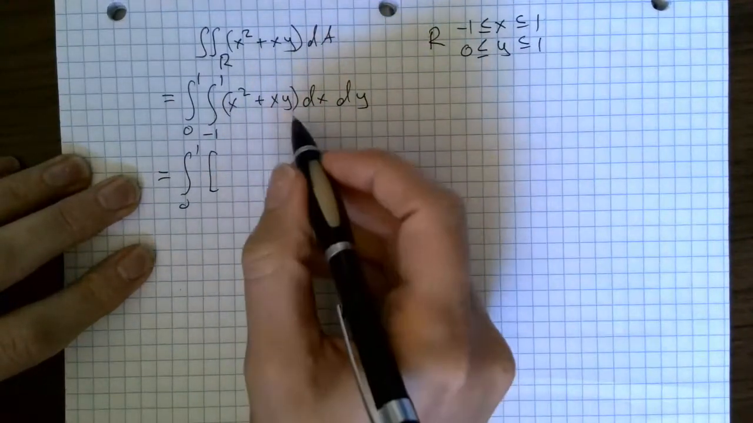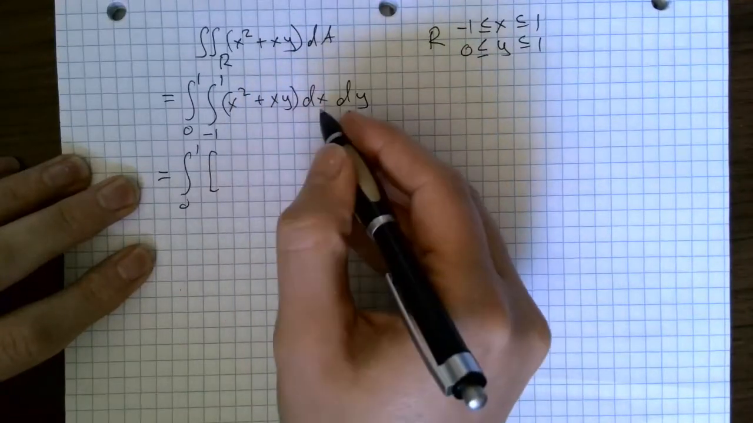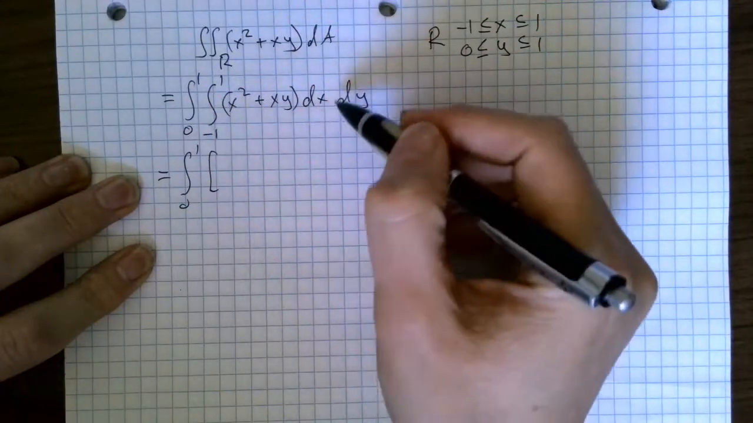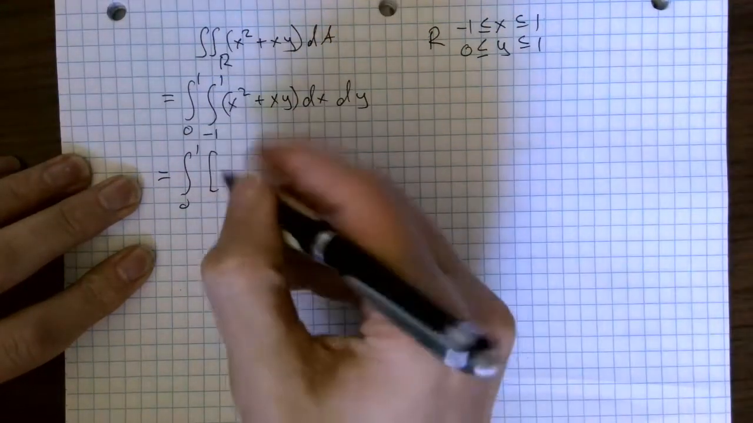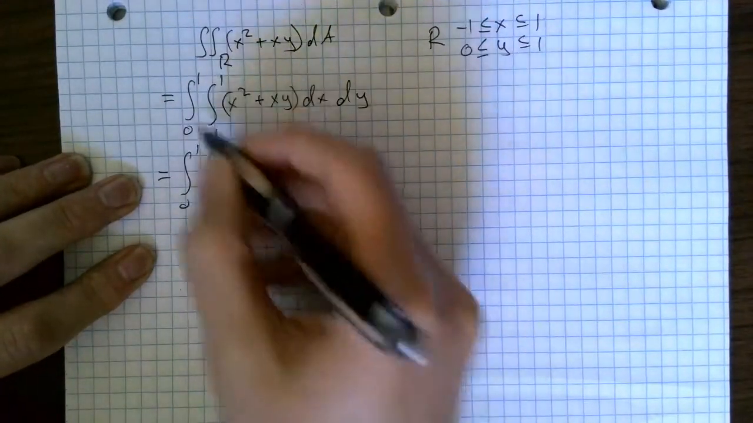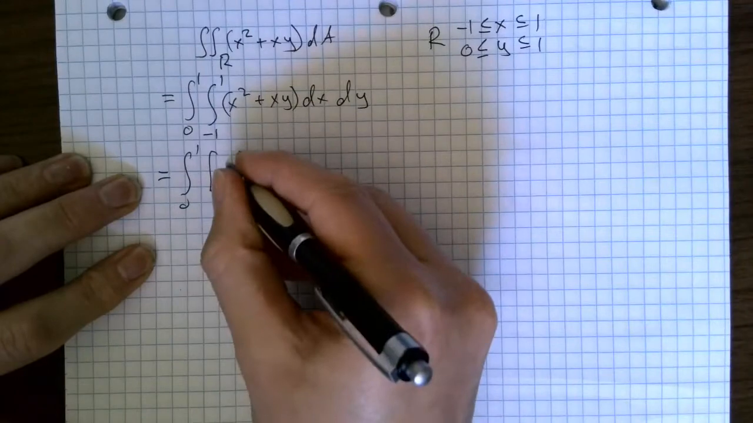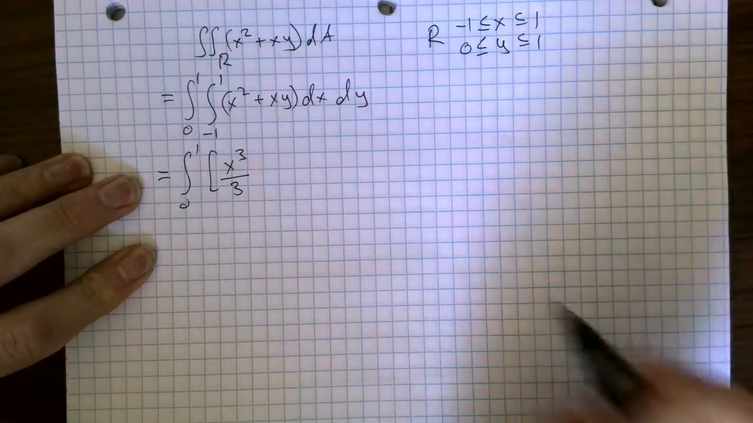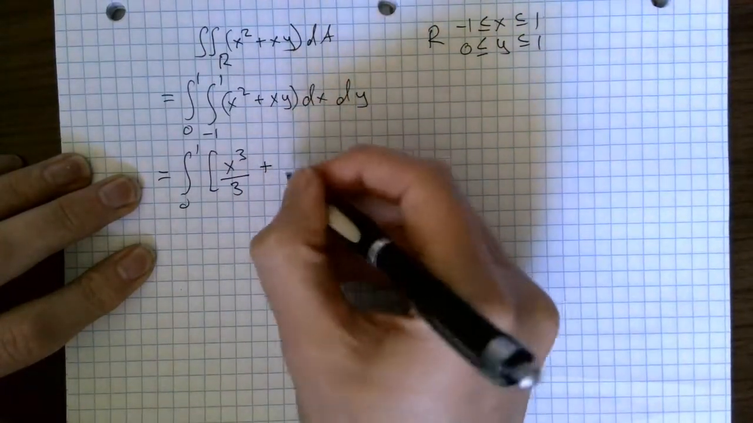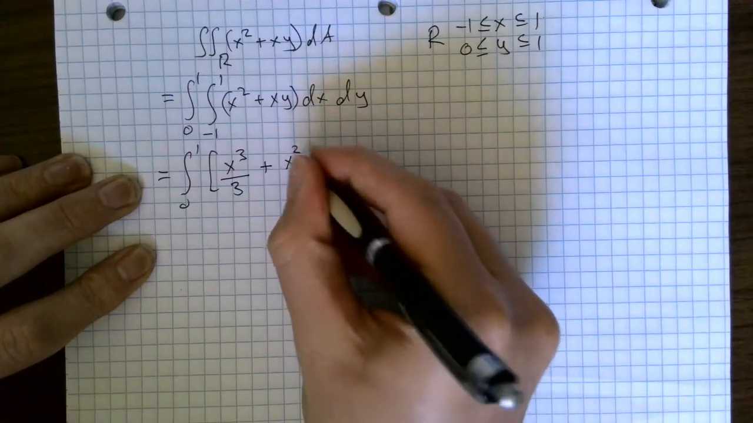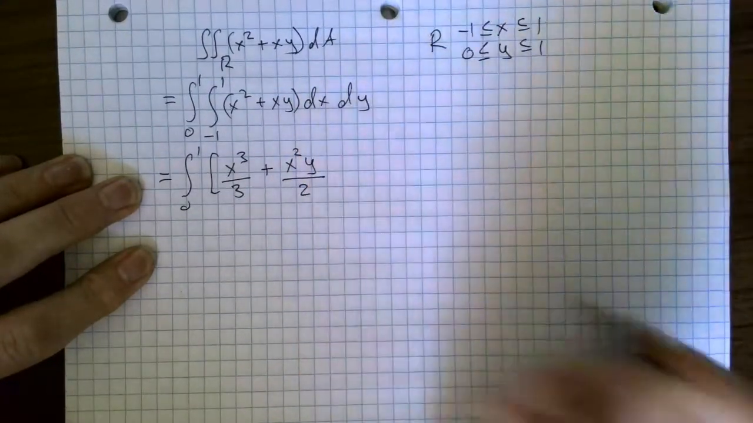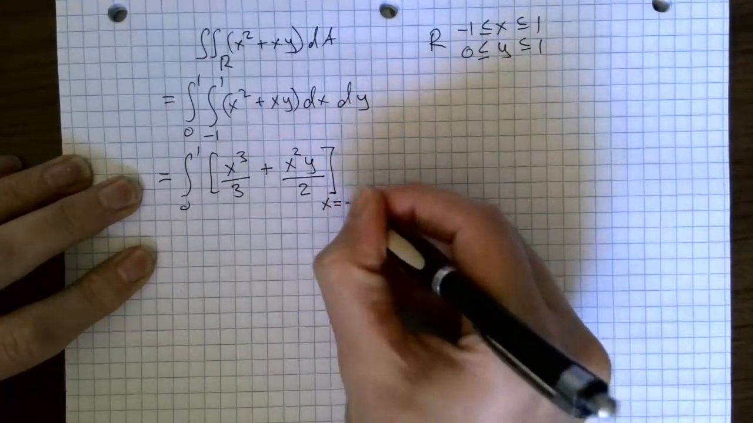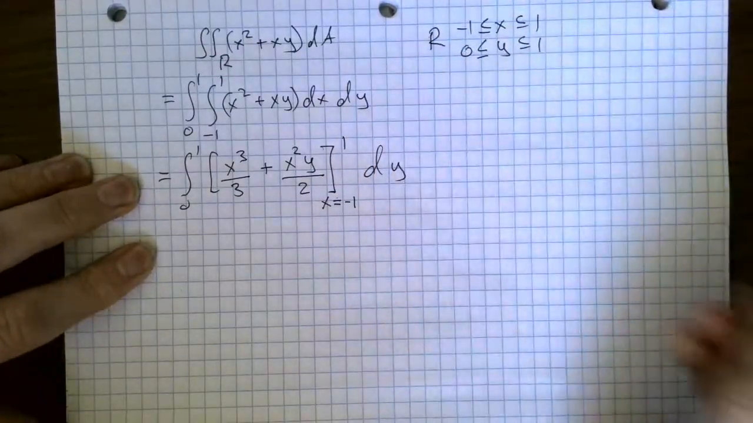So I will anti-differentiate in x, right? We're doing this integral where y is a fixed constant. And so as far as the integral inside is concerned, I have x cubed over 3 as the integral of the first term. The integral of the second term is x squared y over 2, and x is going from -1 to 1, dy.